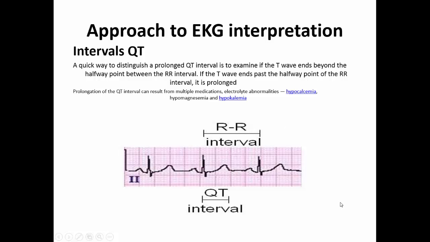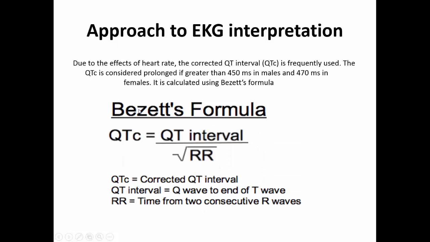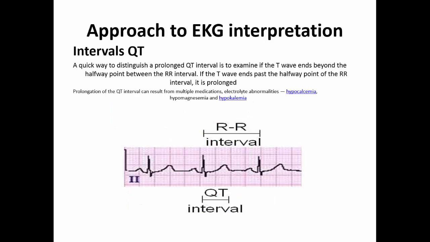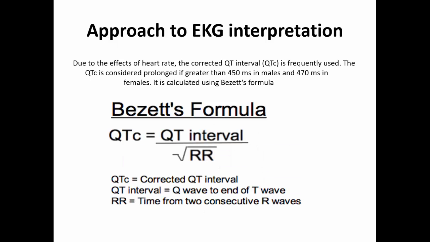Long QT can start from several different medications. It can come from hypocalcemia, hypokalemia, low magnesium. So these are all disease states that can lead to long QT syndrome. If you want to get really academic, you can review this slide that talks about how you can more precisely determine what the QT is. When QT gets long, it does increase your risk for arrhythmias.